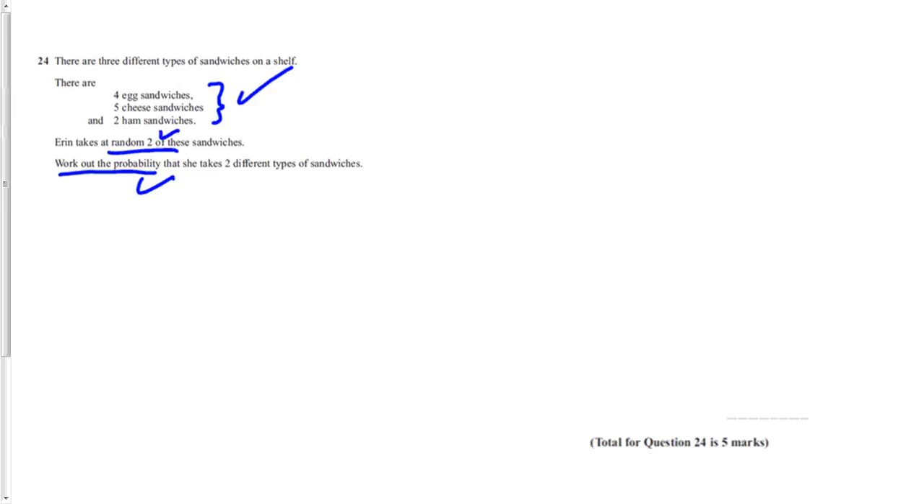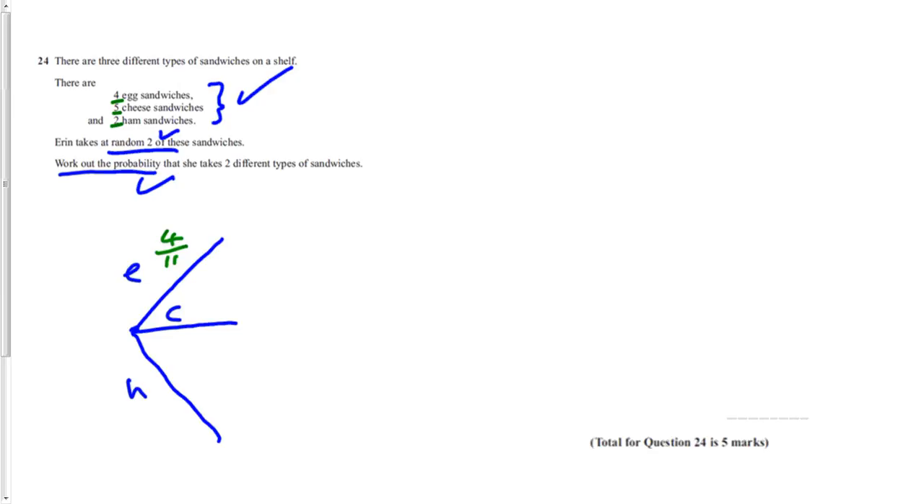What we do with tree diagram questions is we start off with a single point. The first choice is the first sandwich. She's either going to take an egg sandwich, a cheese sandwich, or a ham sandwich. We're going to write down these probabilities. The probability that she takes an egg sandwich is 4 out of a total of 11, because there are 4, 5, and 2 sandwiches. 4 plus 5 is 9, plus 2 is 11. So there are 11 sandwiches in total.